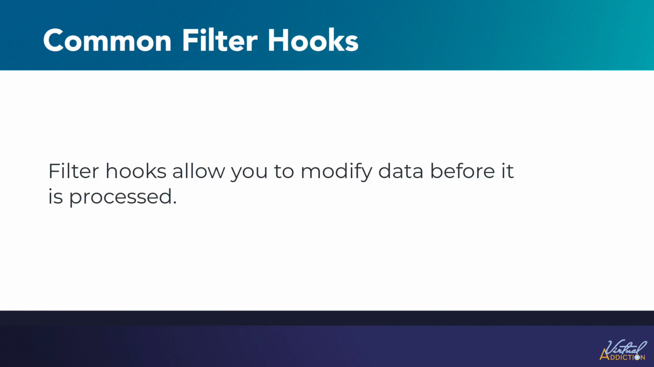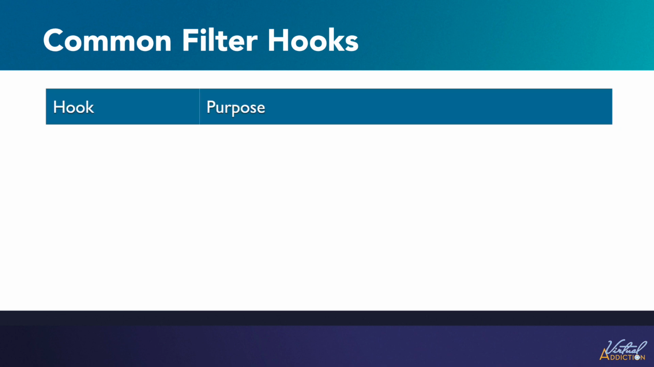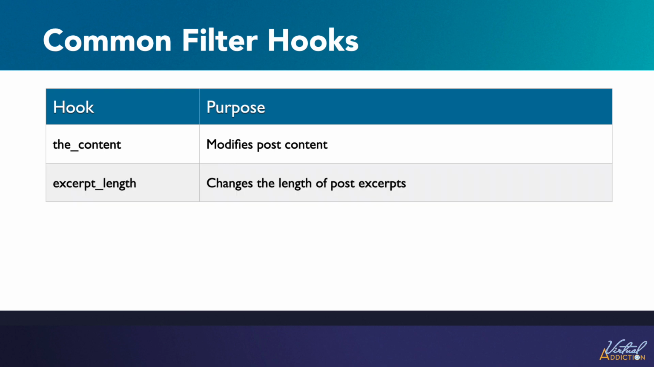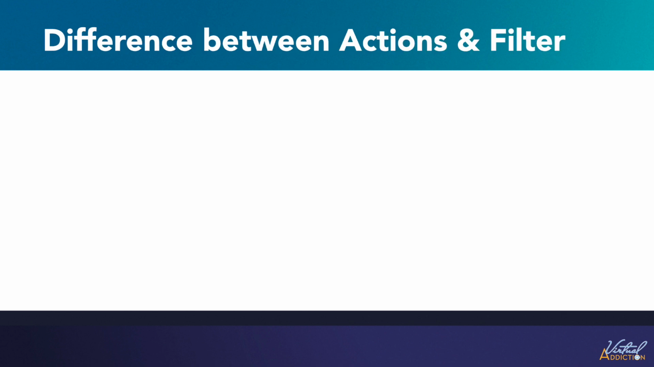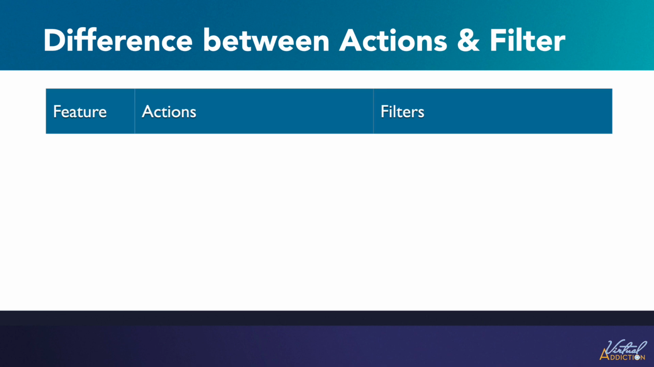The filter hooks allow you to modify data before it is displayed or processed. These functions will always return a value. Here are some commonly used filter hooks. The_content will modify post content. excerpt_length will change the length of post excerpts. body_class will modify the body class for styling. And wp_title will alter the page title. I've created a table to show you the differences between actions and filters.